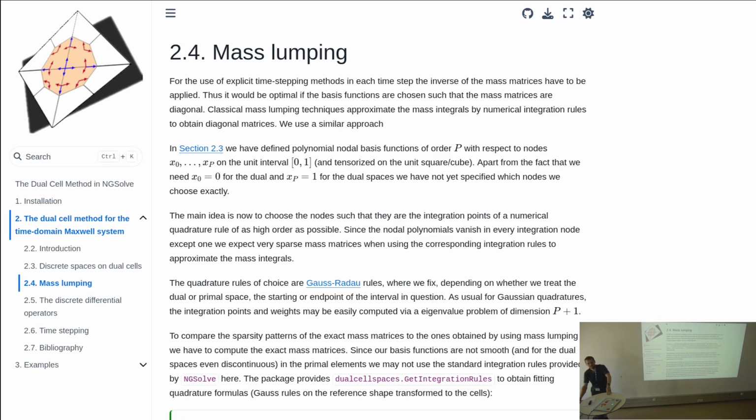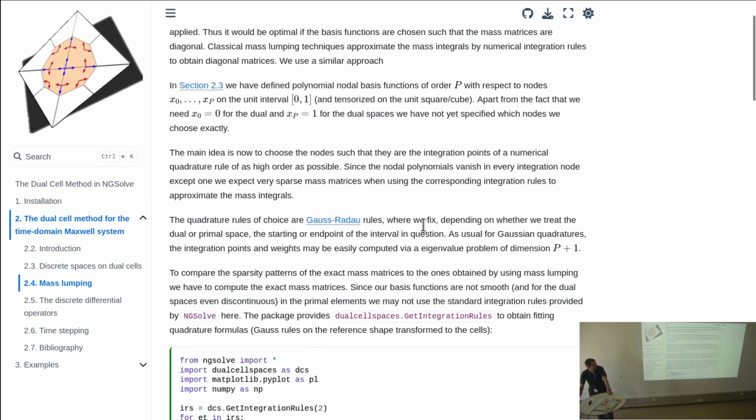The only thing that we have to do is pick some on these inner edges to ensure conformity. But other than that, we may pick them however we like. And now the idea is to just pick them as tensor products of some Gauss-Radeau integration rules, so the integration points of the Gauss-Radeau integration rules. And then if we use these integration rules to approximate the mass matrices, so a classical mass lumping approach, we will get, in the scalar case, really diagonal mass matrices.